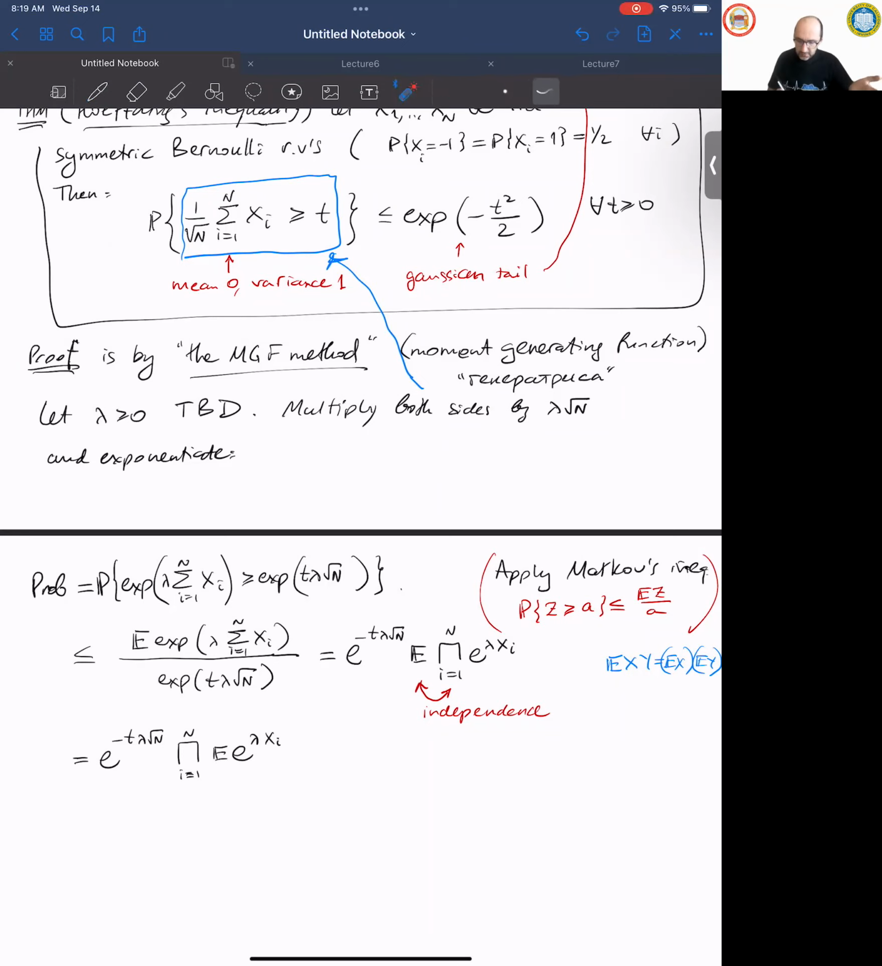Okay, so now I'm claiming that all of these things are the same. All of these terms of the product, the factors here, they're all the same. Why? Yes, Pablo. Identical distribution. Exactly. All of the xi's have identical distribution. And we exponentiate, take expected value, it's a number, and so this number is going to be the same. Since xi have identical distribution, the same distribution.